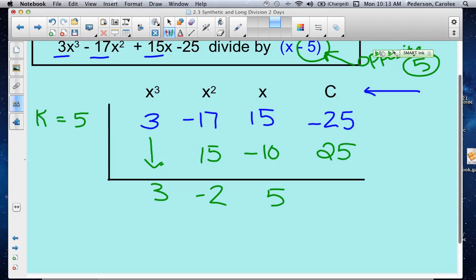Now what do I do with the columns? I add. Negative 25 plus 25 is 0. If a number pops up there, that's your remainder. Our remainder is 0. So now you just go one less than the degree. So it's going to be an x squared. So go ahead and write those steps down, and then I'll tell you what the answer will be.